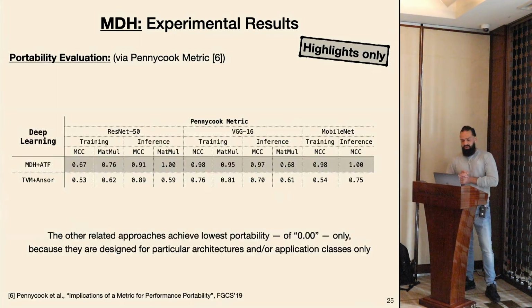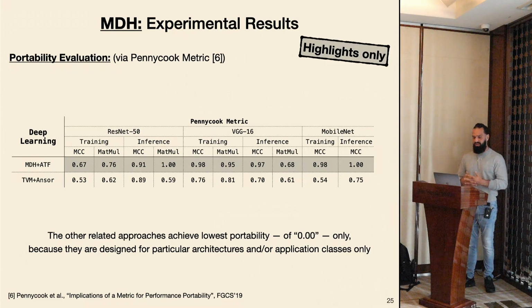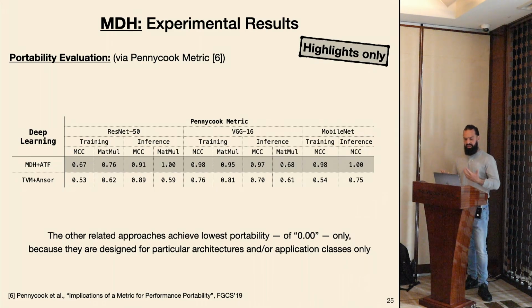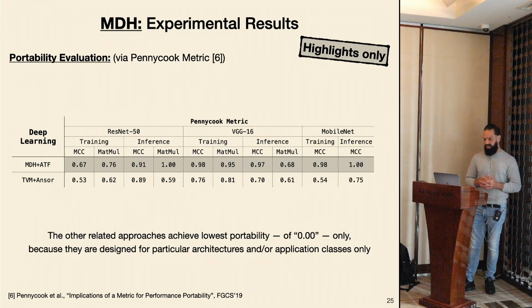The portability evaluation in our paper is based on the Pennycook metric. It might not be very obvious how to measure portability, but John Pennycook came up with this metric, which can assess portability. Without diving into too much detail, a value close to 0 means low portability, and a value close to 1 means high portability. For the deep learning case study, for example, we could achieve higher portability than TVM in all cases.